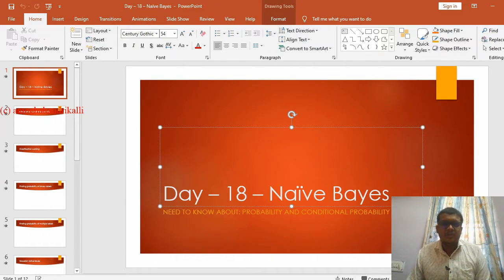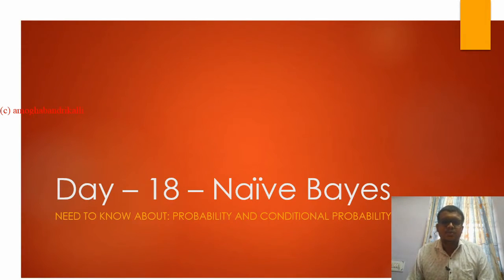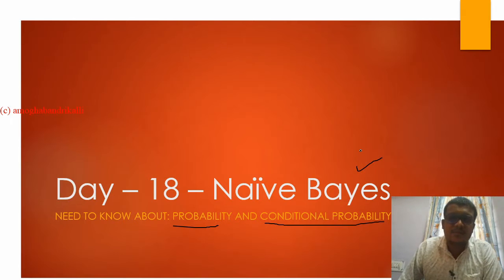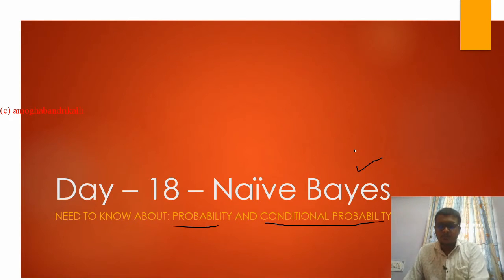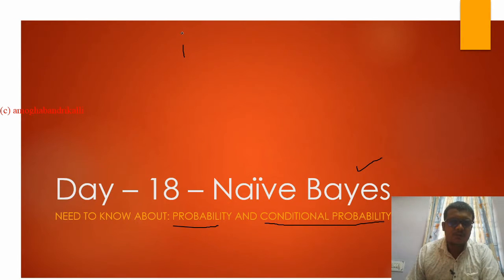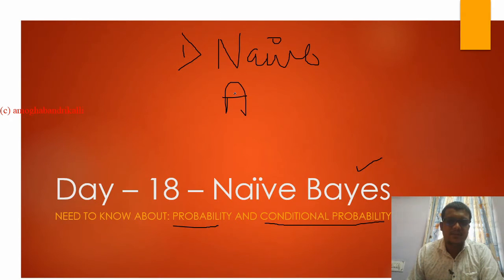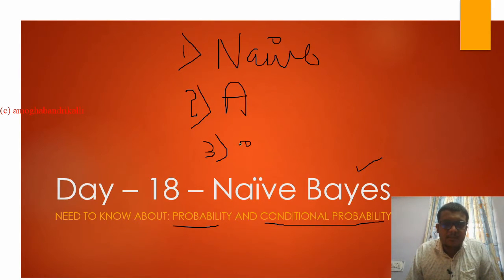So we are going to dive into the day 18 session. Today we are going to discuss Naive Bayes. The basics you need to know are probability, the degree of randomness, and conditional probability. Based on this, the Naive Bayes classifier works. First we will see the introduction to Naive Bayes, and second, the algorithm. After the algorithm, we go for basic sample coding.